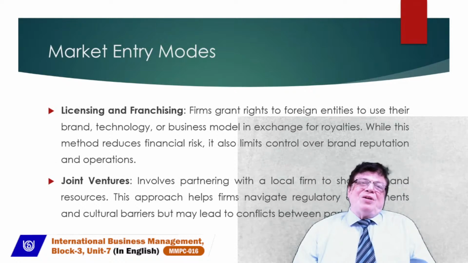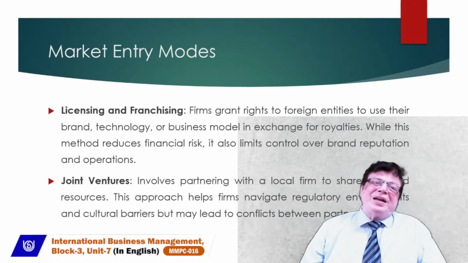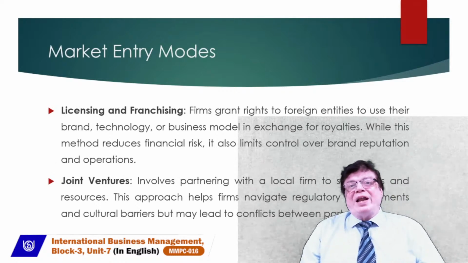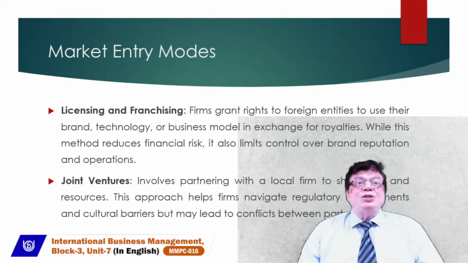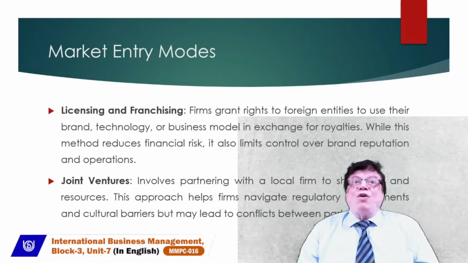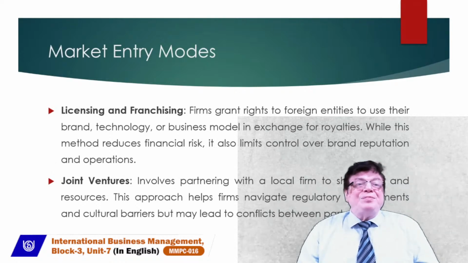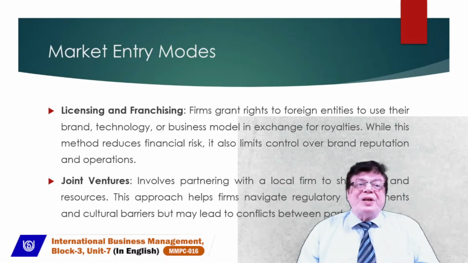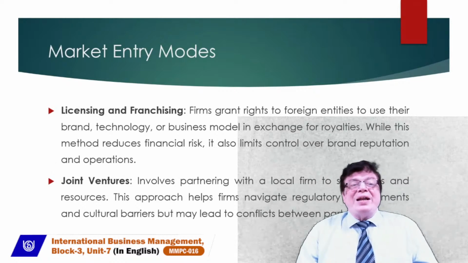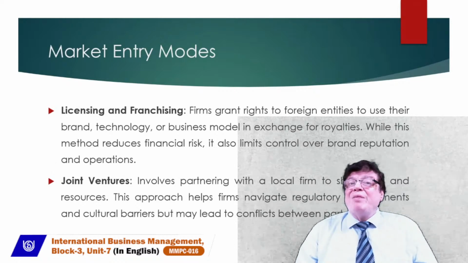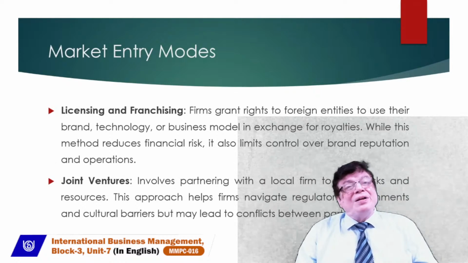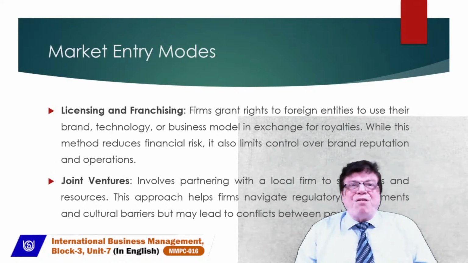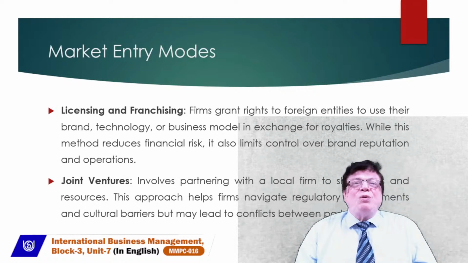So in this particular slide, we studied two market entry modes: licensing and franchising. Firms grant rights to foreign entities to use their brand, technology, or business model in exchange for royalties. While this method reduces financial risk, it also limits control over brand reputation and operations. The second market entry mode is joint venture. Like partnership firms in our country, joint venture means making a partner abroad. One partner is here, another partner is in a foreign country. They both join together and do business.